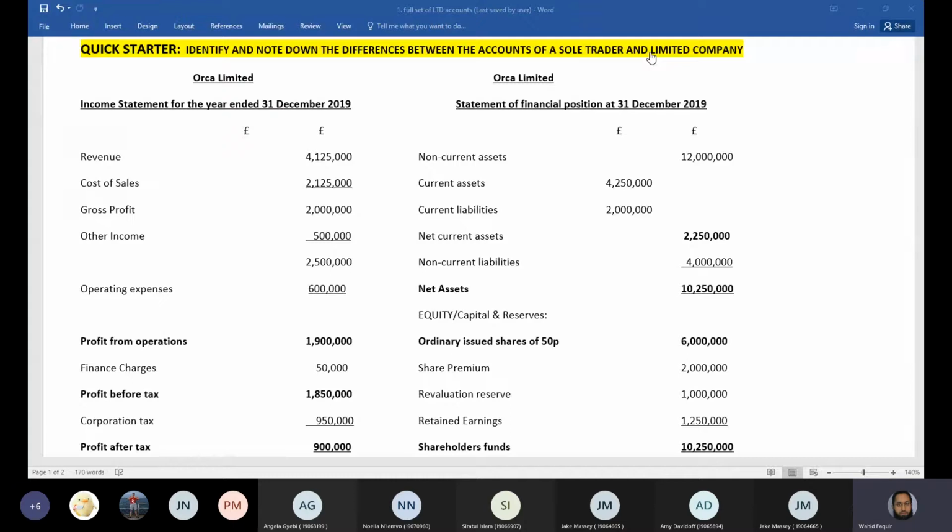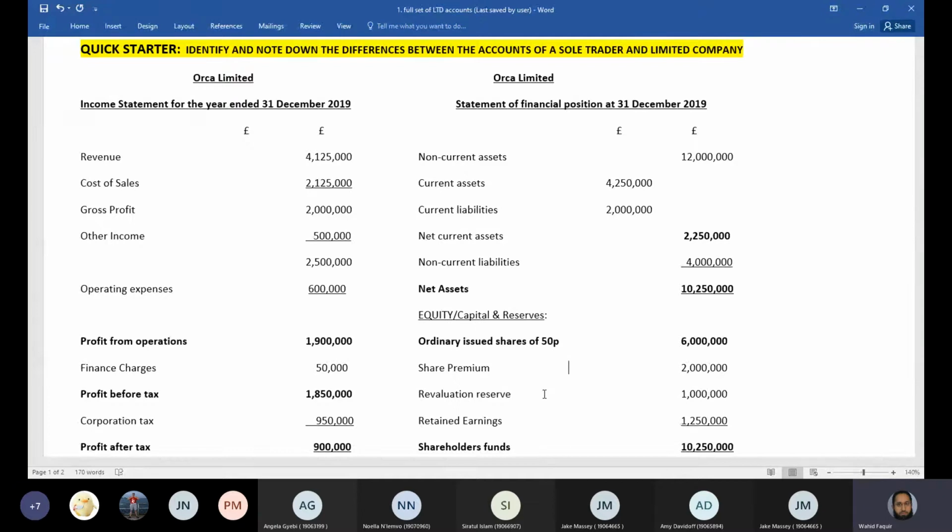So if you're looking at the bottom half of the statement of financial position, what you should notice is it's distinctly different to that of a sole trader's. First of all, obvious things, it's got a different name. You'll see it called equity or capital and reserves. You might see some other names. And it starts off with shares, share premium, revaluation reserve, retained earnings. All do not look familiar at all. But there are some familiarities.